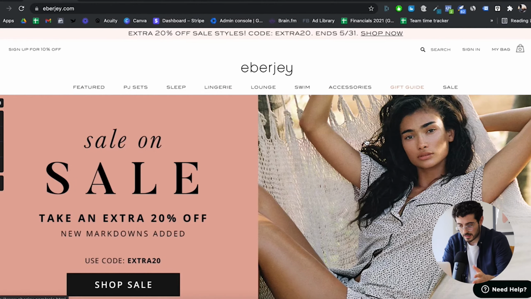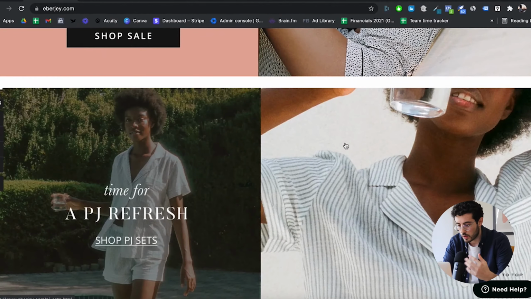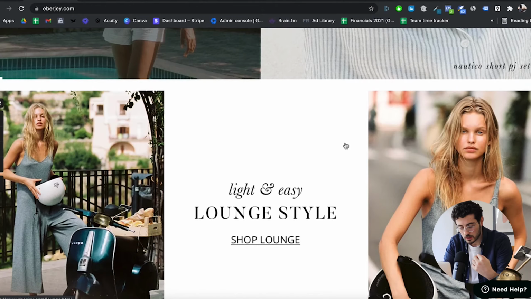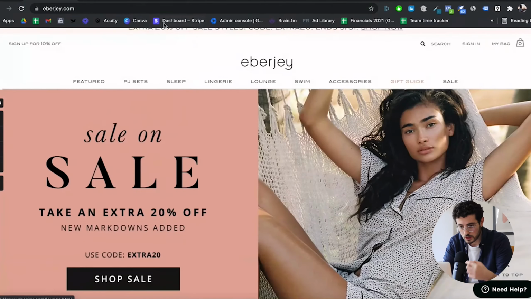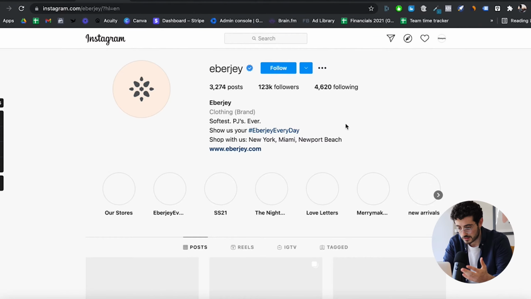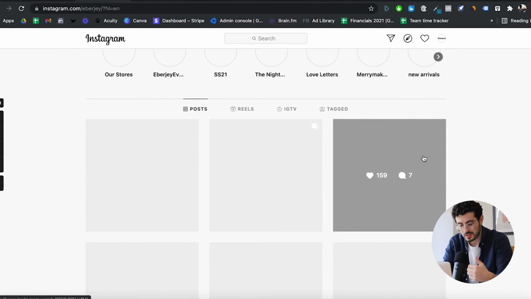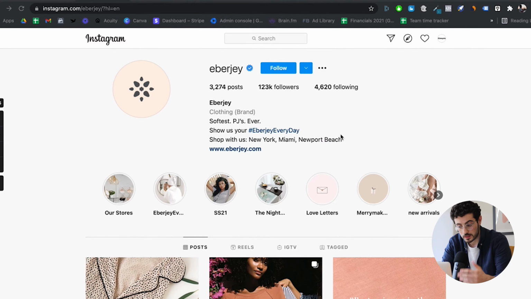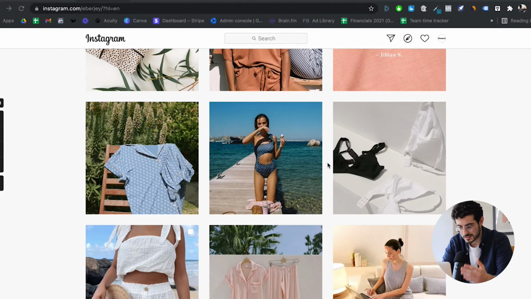So the first brand example I want to jump into is this brand right here called Everjay. They are an intimates wear as well as PJ sets brand based out in the US. And what I really like about Everjay is they are a really great example of what a consistent aesthetic looks like. If we take a look at their website very briefly, as well as the rest of their online presence here on Instagram, you can see that their aesthetic is quite consistent. They also have a solid following here on Instagram and a very consistent aesthetic throughout.